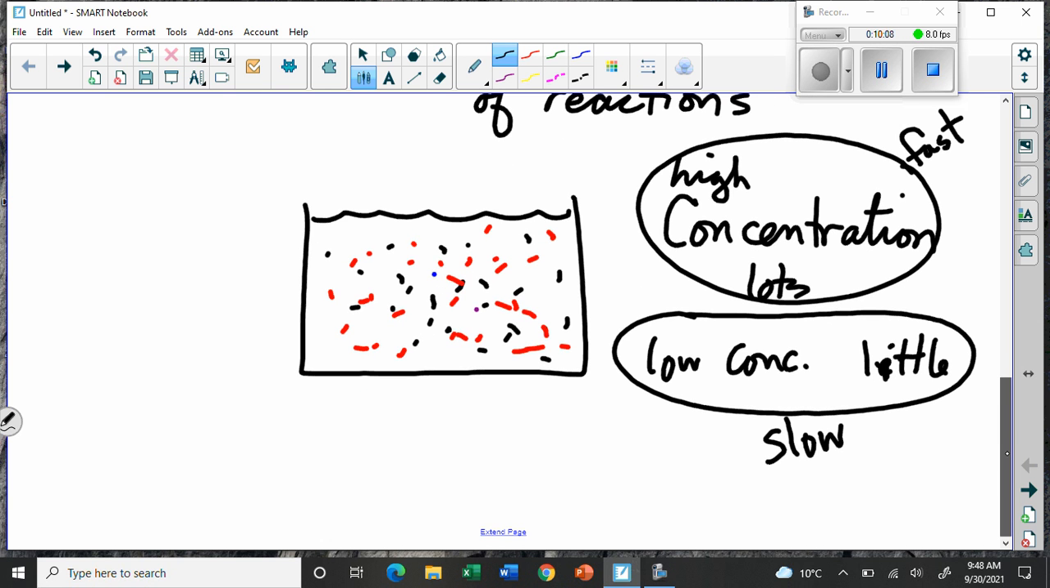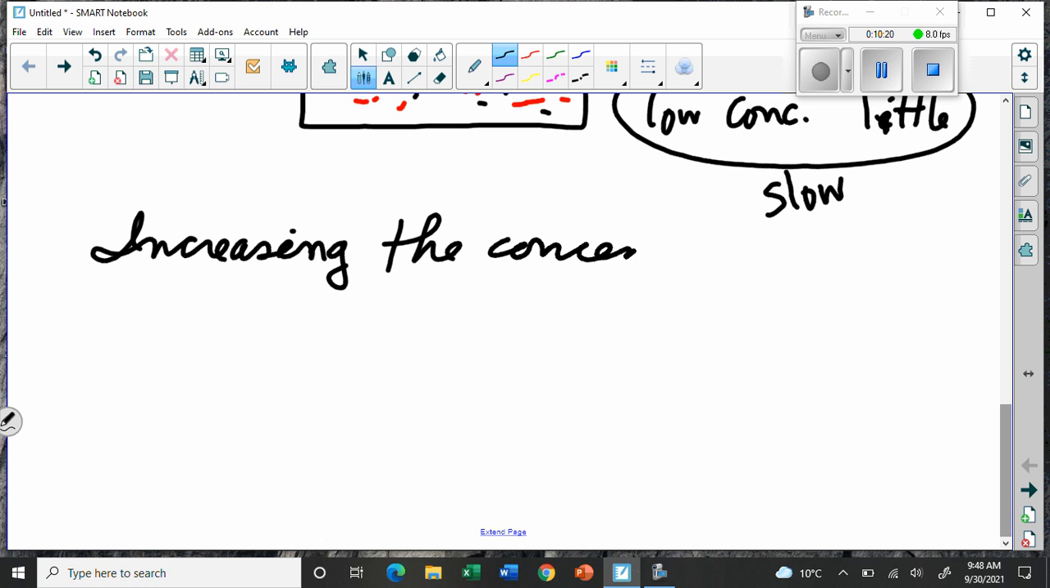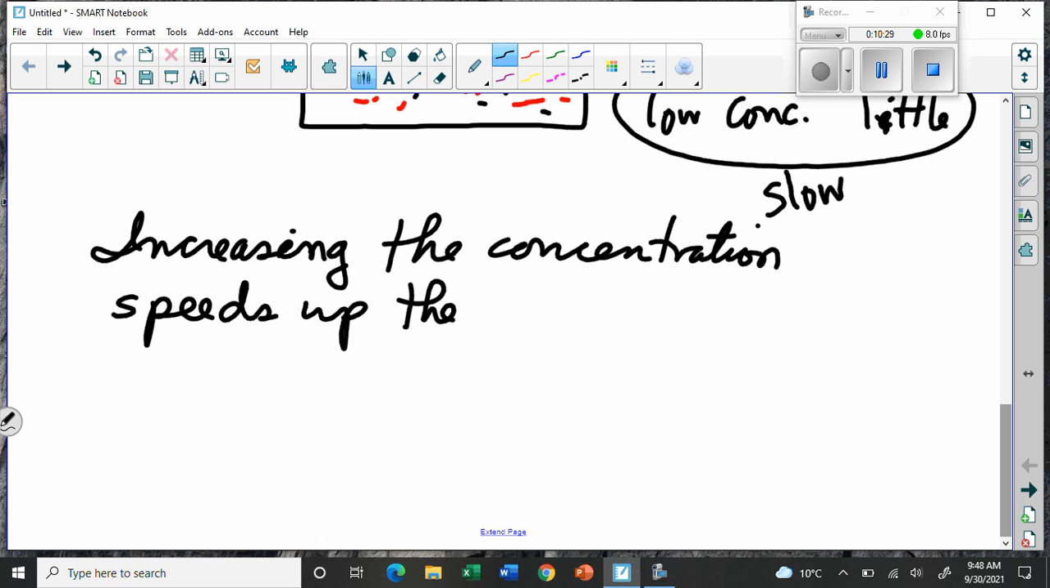So we can write that increasing the concentration, which basically means adding more stuff, speeds up the reaction or increases the rate. And the opposite would be true. I'm not going to write the opposite. Obviously, if you decrease the concentration, it would slow down the reaction. But that's sort of implied by the statement here. So that's another way to get reactions to go faster or slower. Increase or decrease the concentration. But remember, the increase means speed up and the decrease means slow down.